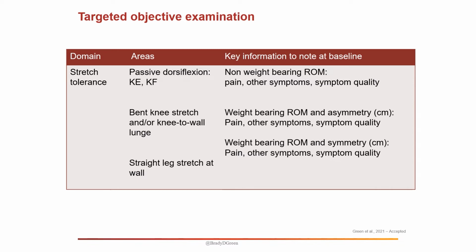And then, as mentioned, our weight bearing range of motion tests, specifically our bent knee stretch and or knee to wall lunge, where we're looking at that weight bearing range of motion. We're getting a feel for if there's an asymmetry. Is it pain we're eliciting or other symptoms? And what is that symptom quality? Tightness, cramping and so forth, followed by our straight leg stretch at the wall.